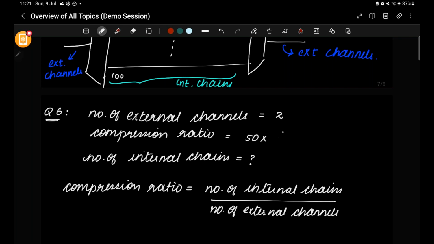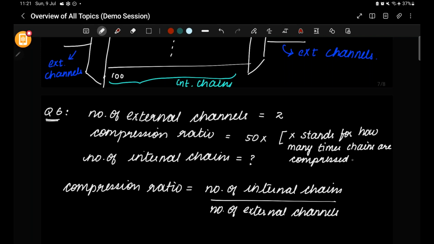So this X basically stands for how many times chains are compressed into channels. So you can calculate it and you can put the response in the chat.